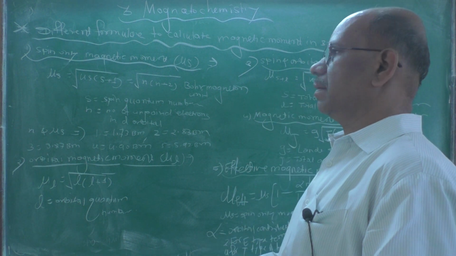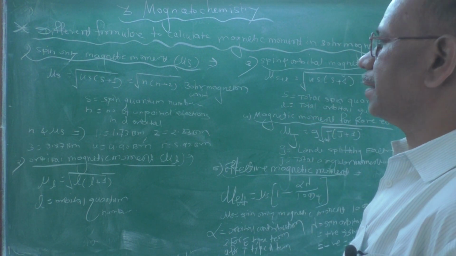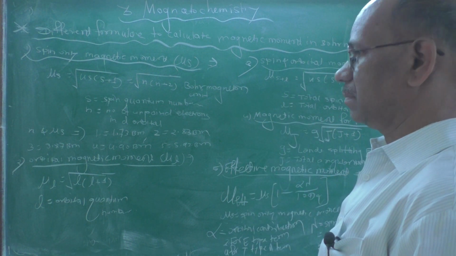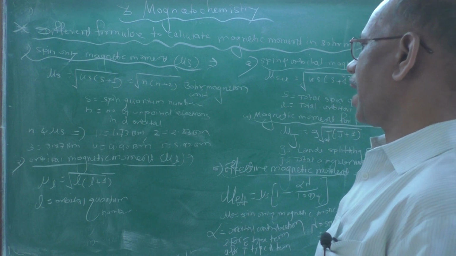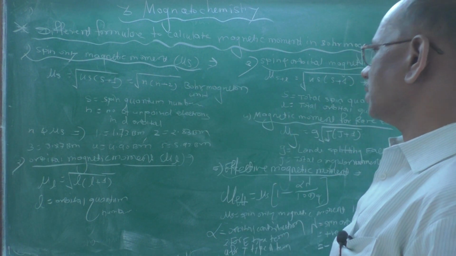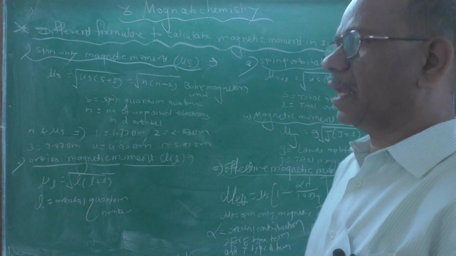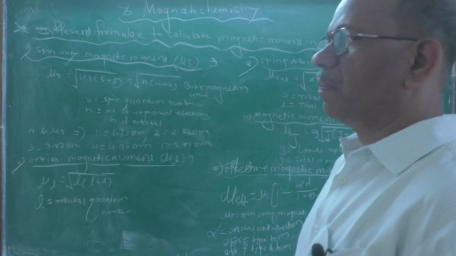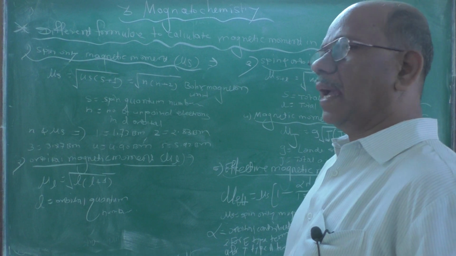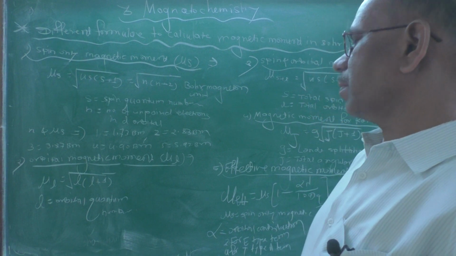So commonly by using number of unpaired electrons, we can find out the spin only magnetic moment in Bohr magneton unit, that is BM. BM means Bohr magneton. So the unit of spin only magnetic moment is Bohr magneton. If we consider number of unpaired electrons in d orbital, it may be 1, 2, 3, 4, 5, and the respective magnetic moments I have also summarized here.